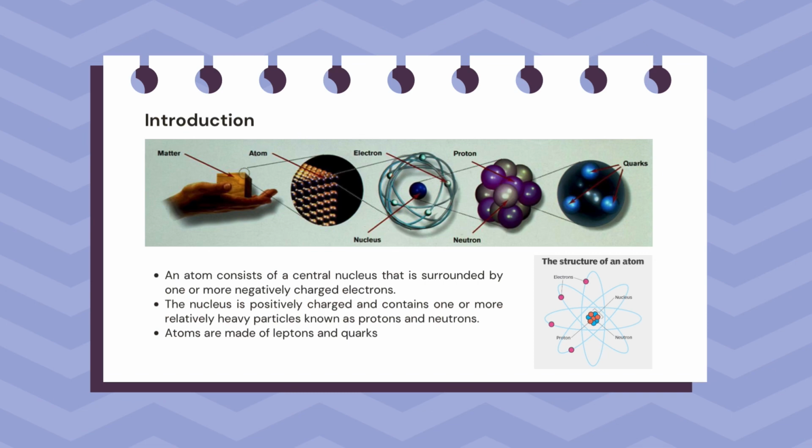An atom consists of a central nucleus that is surrounded by one or more negatively charged electrons, and the nucleus is positively charged and contains one or more relatively heavy particles known as protons and neutrons. The total mass of an atom, including the protons, neutrons, and electrons, is the atomic mass. The atomic mass is measured in atomic mass units, and atoms are made of leptons and quarks.